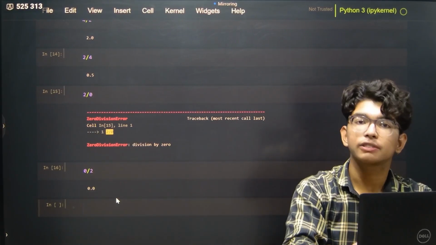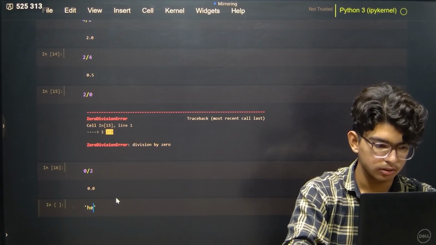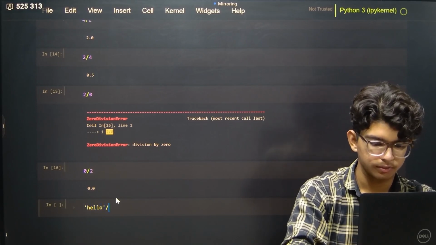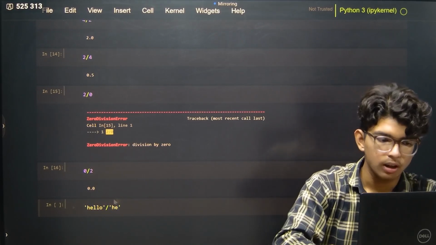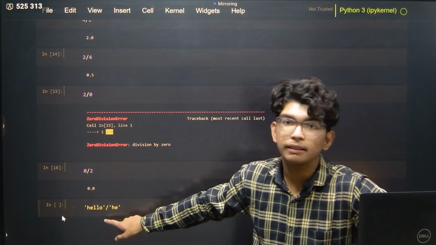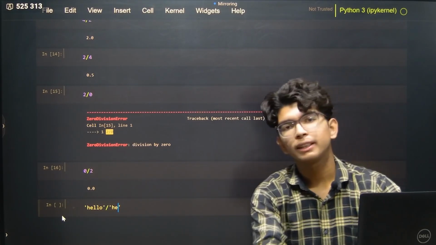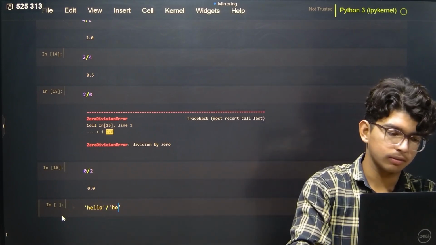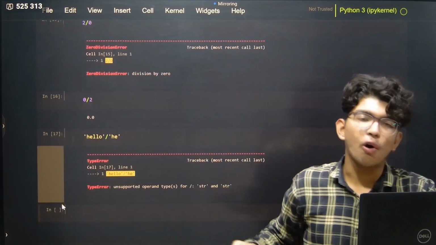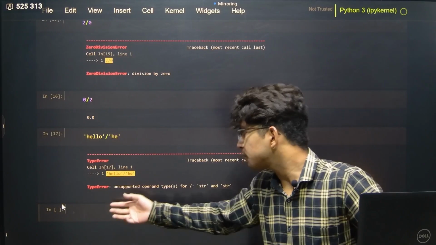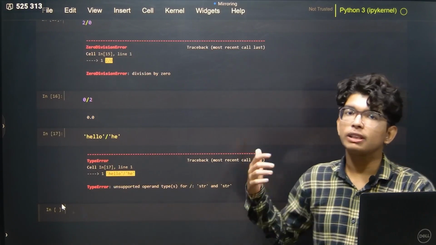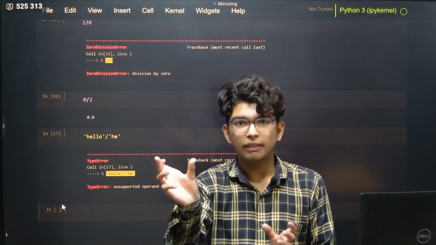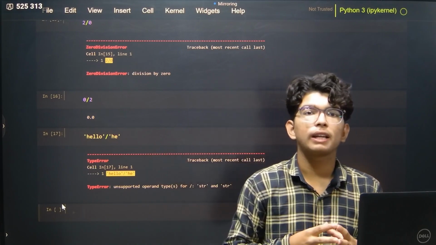Next let's try string. As you can see, hello and then he. What do you think will be the answer of hello divided by he? Obviously a type error, unsupported operand type for string. We can't divide a letter with a letter, right? This is not that type of math.